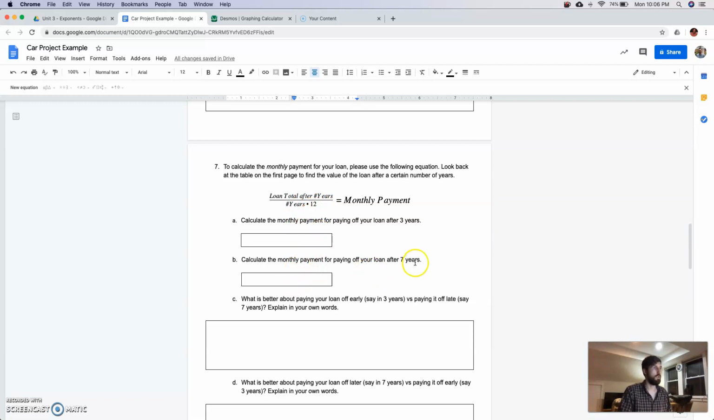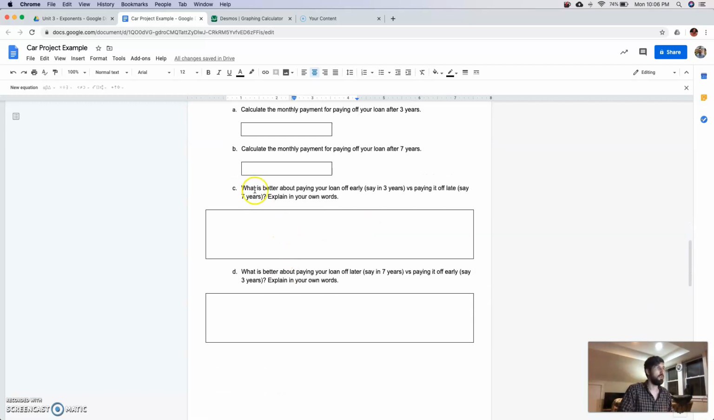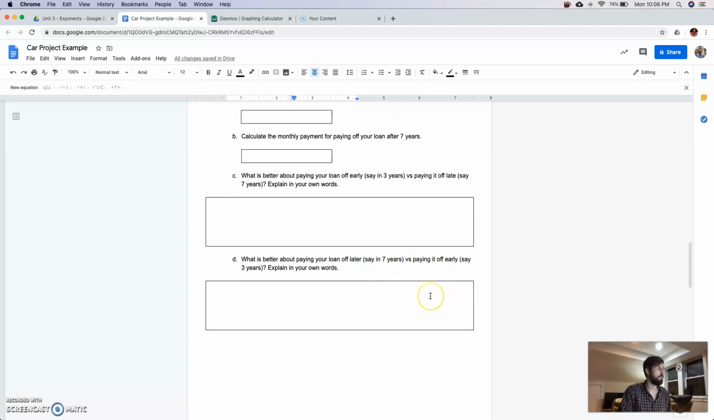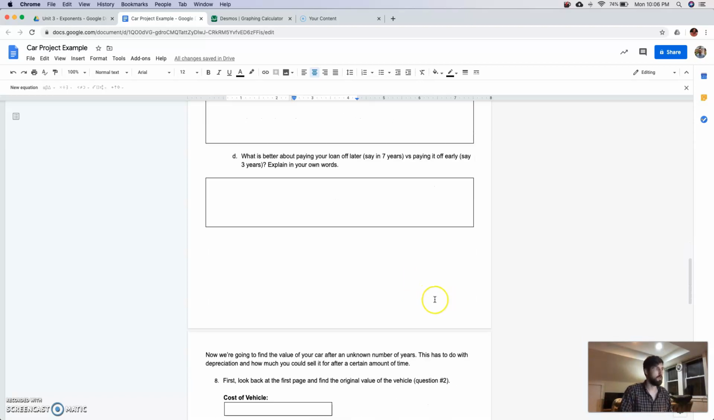Then do the same thing with 7. So go back to that original table. Whatever that number is, divide that by whatever 7 times 12 is. So get those two things. And then please explain in your own words, why would it be better to pay off your loan quickly, say in 3 years? And then why would it be better to pay off your loan slowly, say in 7 years? So there should be advantages and disadvantages for both. Just tell me what those advantages, disadvantages are.